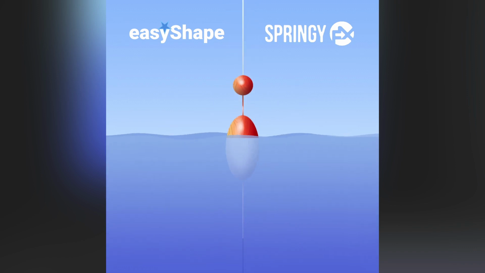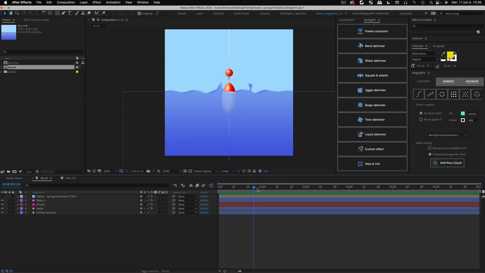This video is a tutorial about how to recreate this cool animation I created a few years ago when I was promoting SpringyFX. So this nice fishing float falling into water with nice splash effects and secondary animation created by SpringyFX. So without any waiting, let's go ahead and get started.